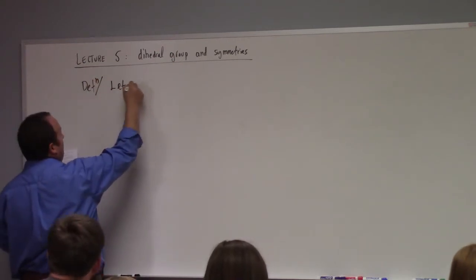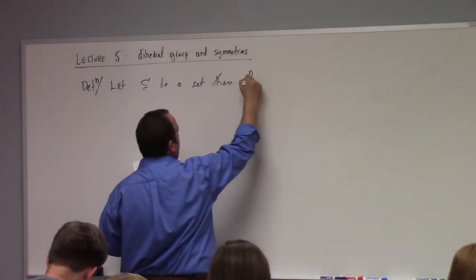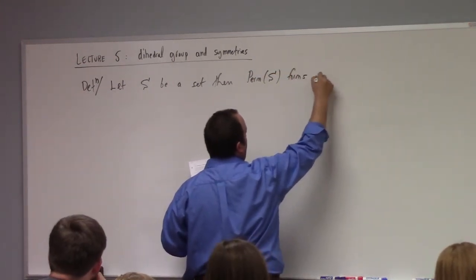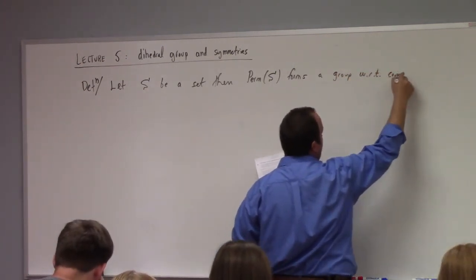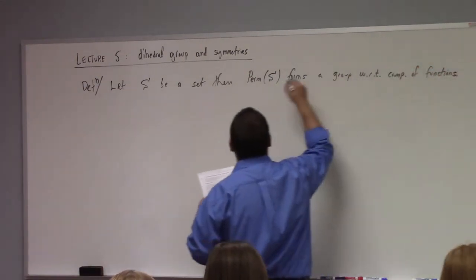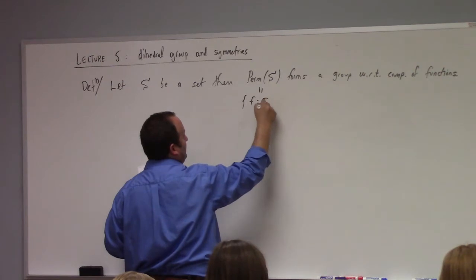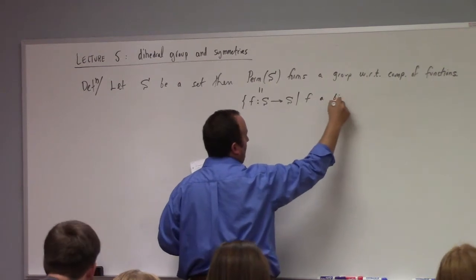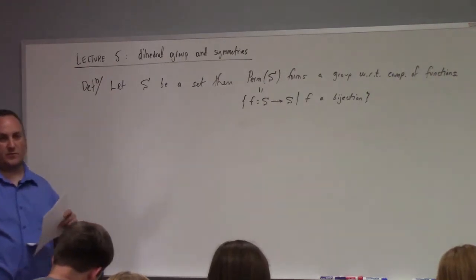Let S be any set. Then perm S forms a group with respect to composition of functions. And what is perm S? Here, perm S is equal to simply, F going from S to S such that F is a bijection. So if you look at the set of all bijections on a set, that forms the so-called permutation group on that set.